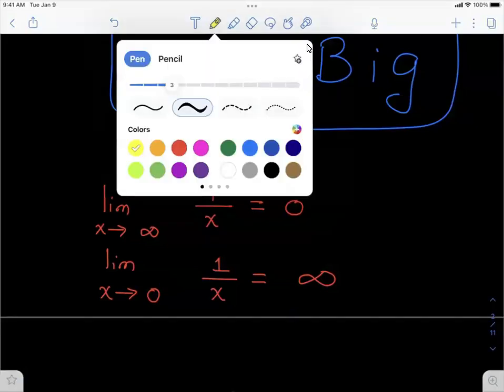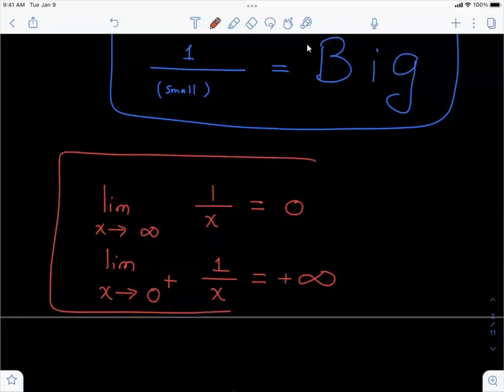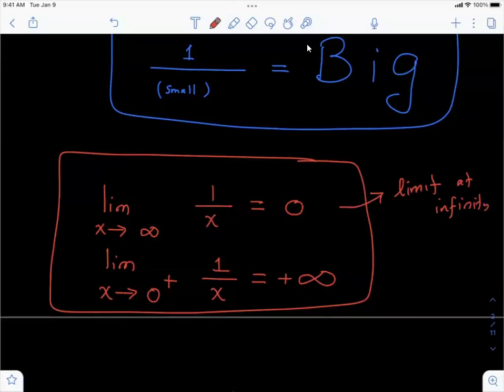Let me put it in red color as I usually did at the beginning. These are the two tools that you're going to see in this story repeatedly in different contexts. And this is about limit at infinity. Can you see? Because x is heading towards infinity. And this one is the outcome. The outcome of the second expression is an infinity. Therefore, I will call it an infinite limit.